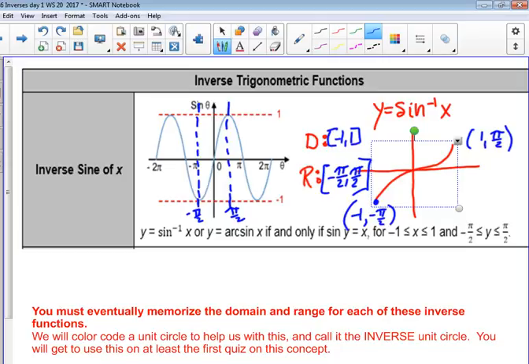All right. What two quadrants are we talking about if we go from negative pi over 2 to positive pi over 2?